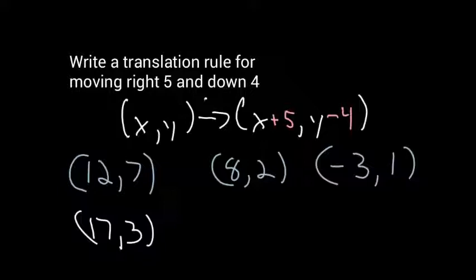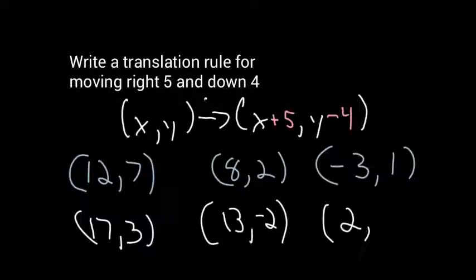Next one I have 8, 2, so I'm going to add 5 to 8, so that's 13, and minus 4 from 2, so that would be negative 2. 2 minus 4 is negative 2. And then I have negative 3, 1, so negative 3 plus 5 is a positive 2, and 1 minus 4 is going to be negative 3. So once you have your translation rule, you can put any pair of coordinates in and get your new translated point.